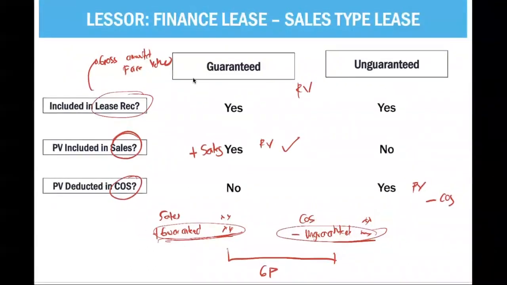Again, sales type lease, what is the effect of a residual value? The effect of a residual value differs if it is guaranteed or unguaranteed. If the residual value is guaranteed, you need to add it to the sales, while if it is unguaranteed, you need to deduct it from your cost of sales.